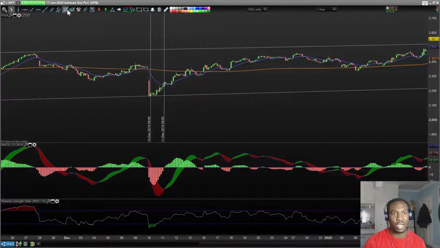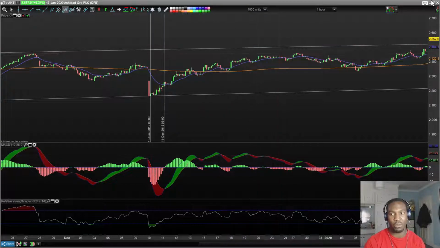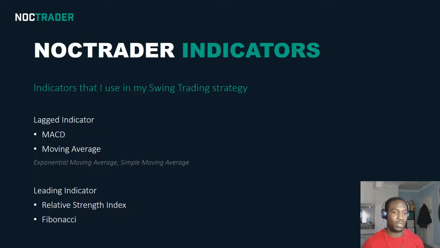And then Fibonacci I use here, but I use it sometimes sparingly. It's not going to be on the chart all the time. So as you can see, I use a combination of lagged and leading indicators, and this is by design. There's a specific reason why I use a combination of both.